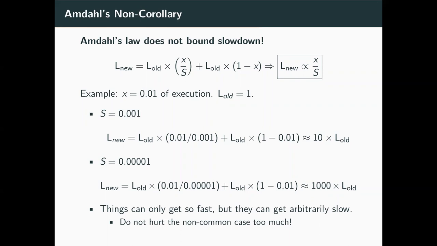As you can see, this is only 1% of our program, and it's very, very negatively affecting our performance. So Amdahl's law bounds how fast things can get, but it doesn't have any bound on how slow it can get. You can make it as slow as you want. So it is important to not hurt the non-common cases too much. It's a balancing act, right? You might think, well, I can quadruple the latency of something that takes 10% and reduce the latency of something that takes 40% by 2x. It's probably not a good trade-off, or maybe it is. You would have to actually calculate that and see whether the trade-off is appropriate.